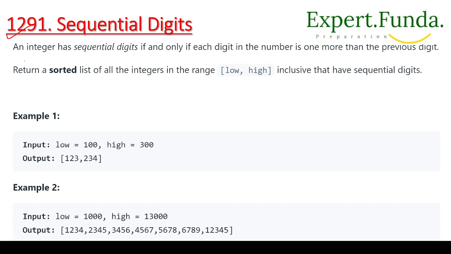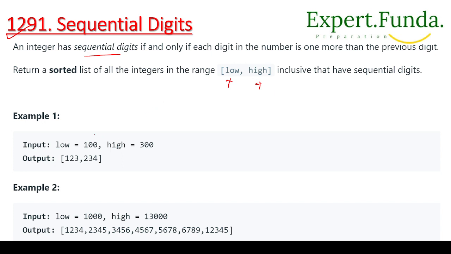The question says an integer has sequential digits if and only if each digit in the number is one more than the previous digit. So we have to return the sorted list of all the integers in the range low to high that satisfy this condition.